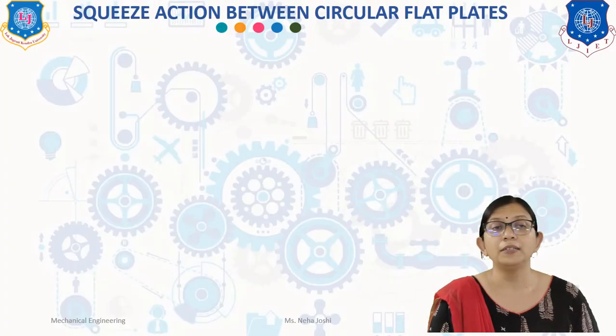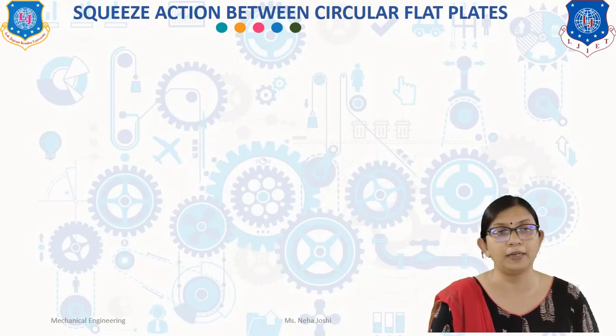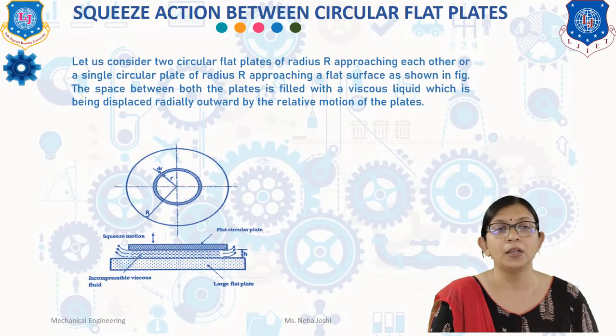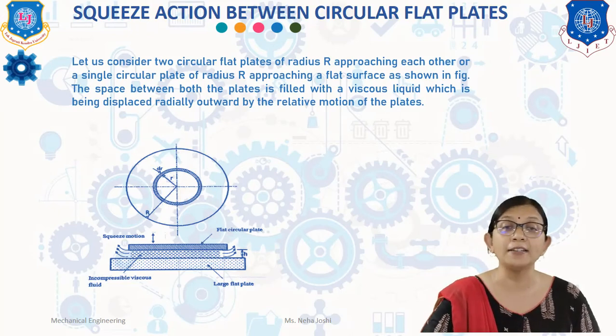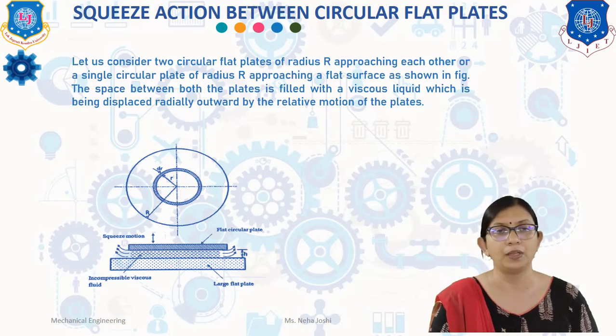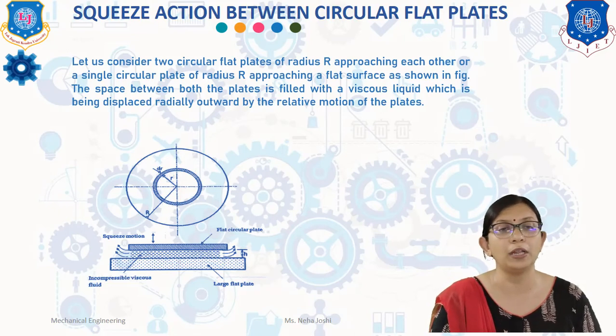Now we will discuss the squeeze action between circular flat plates. What is the squeeze action between circular flat plates? Let us consider two circular flat plates of radius r, as you can see here in the figure, approaching each other, or a single circular plate of radius r approaching a flat surface, as you can see here in the diagram. The space between both the plates is filled with viscous liquid, which is being displaced radially outward by the relative motion of the plates.